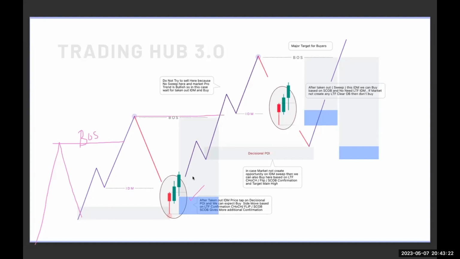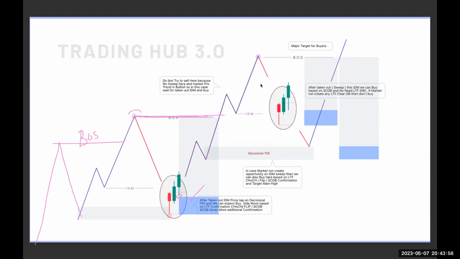Again, break the structure and you have to buy here and set your target here, right? And do not try to sell here because there is no sweep and market trend is bullish. So in this case, wait for taking out the inducement and buy. Simple. Okay. If the market is bullish and the previous high is broken, right, then you have to wait for taking out the inducement before the buy. And second thing, if the market sweeps the previous high like this, you can also sell here, but for the short term, not for the longer term, which will be covered in the next diagram.